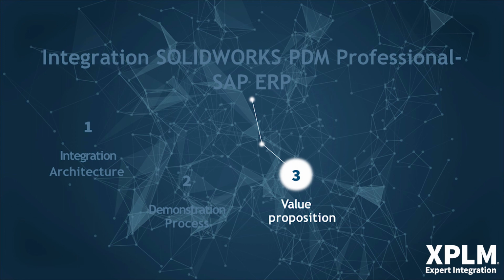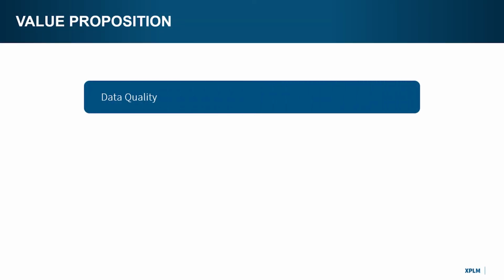Finally, let's summarize the advantages of an integration between PDM Professional and SAP ECC. The first benefit is the data quality. Data quality is improved by avoiding manual data maintenance in SAP ERP. Existing data is reused in Enterprise PDM, manual entry, automatic or derived from CAD model.